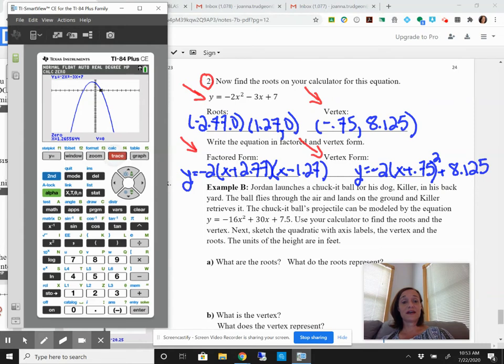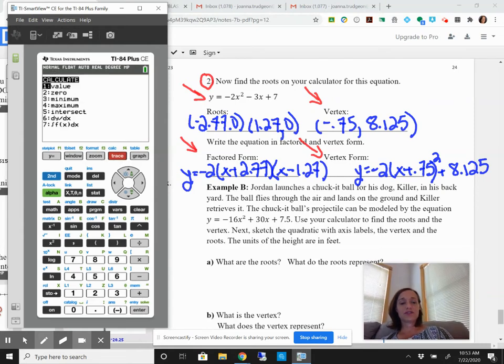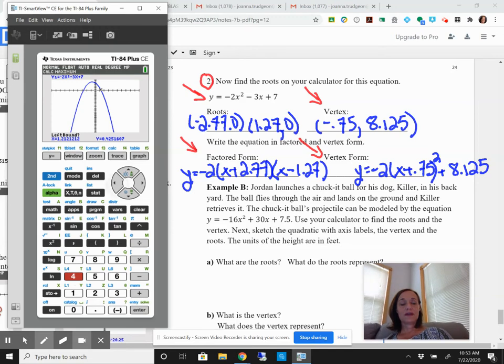The vertex is the high point, so it's a maximum. So if I go to second calc, that's number 4. For the vertex, a left bound, something to the left of that vertex would be somewhere like there. To the right, a right bound somewhere here. I'll just pick something in the middle, somewhere about like that. And it tells me it's negative 0.749999, so negative 0.75. And it tells me the value is 8.15. And then I wrote them there in both factored form and vertex form.